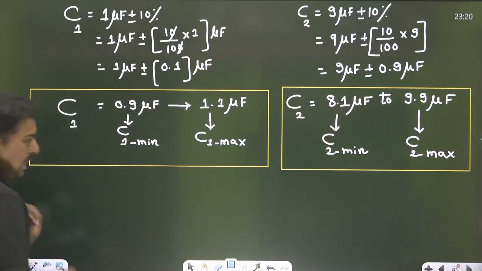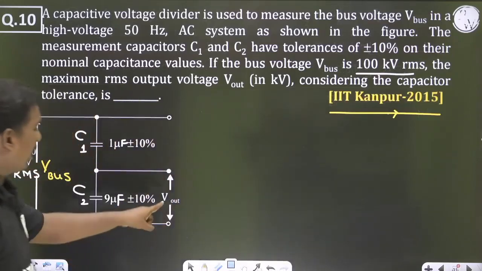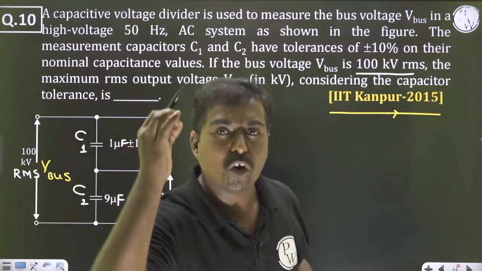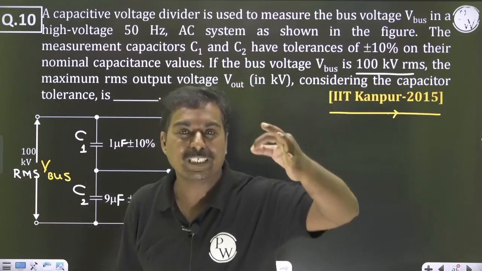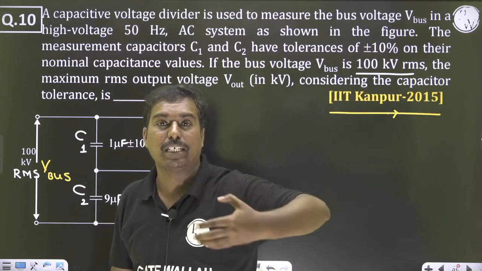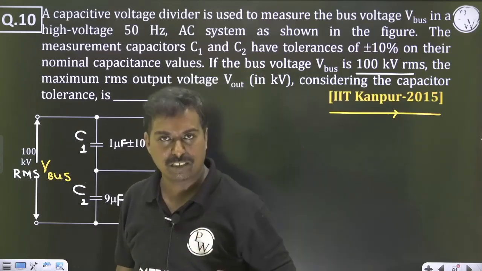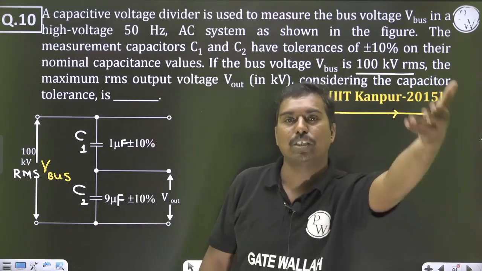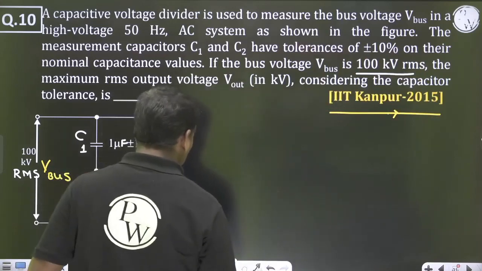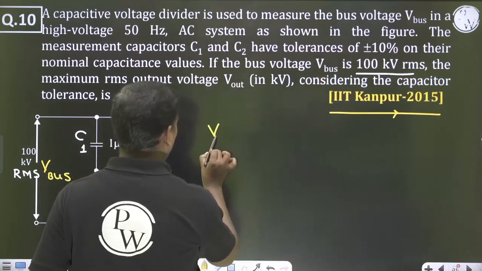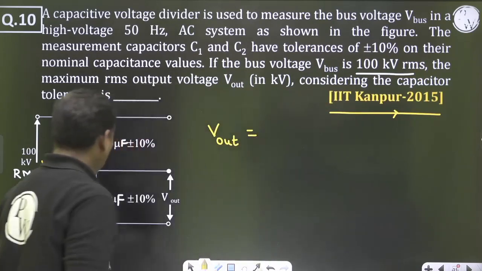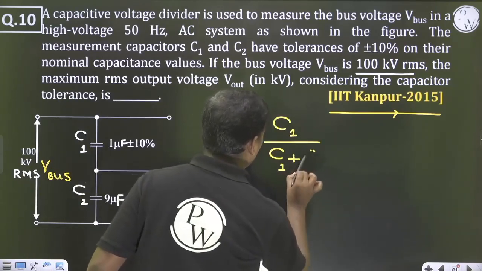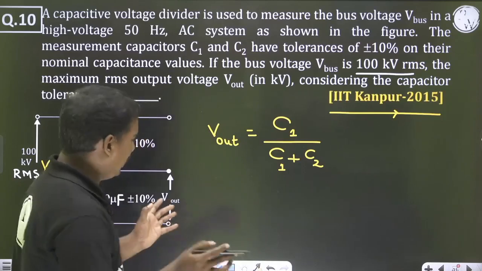Understood? Now what is the question asking? It is asking for V out. I think all of you know, when two resistors are in series, the resultant voltage across a particular resistance is equal to that resistance by the total resistance. When two capacitors are in series, the resultant voltage across a particular capacitance will be the opposite capacitance by the total capacitance. So here I can write V out, the voltage across the second capacitor C2, is nothing but C1, the opposite capacitance, by C1 plus C2.